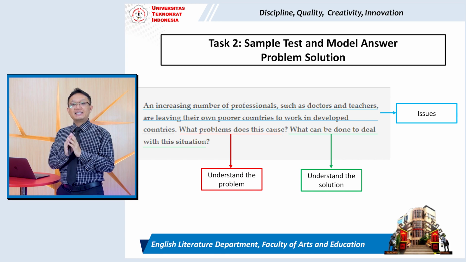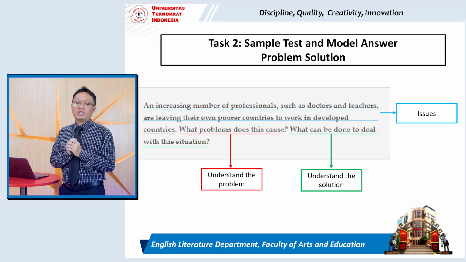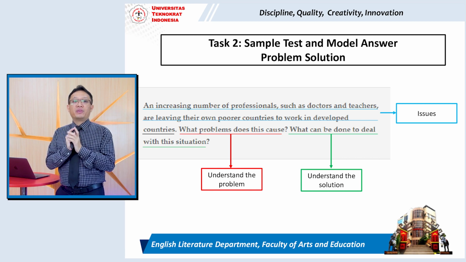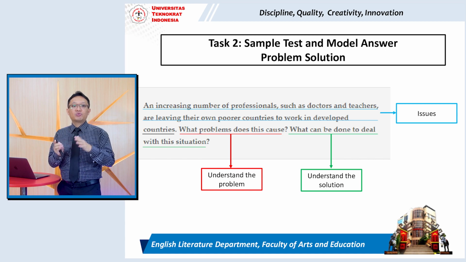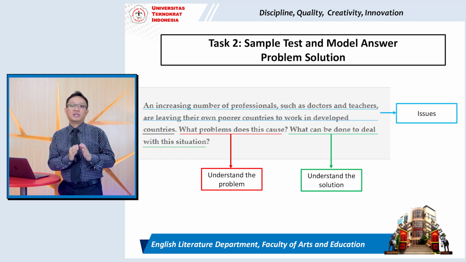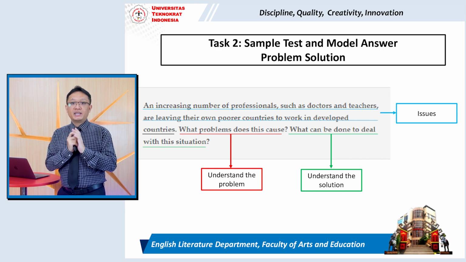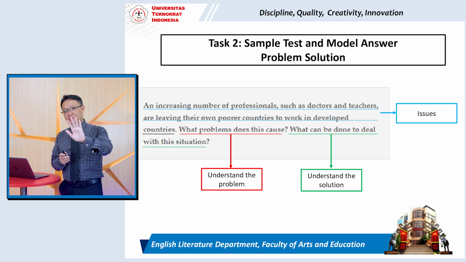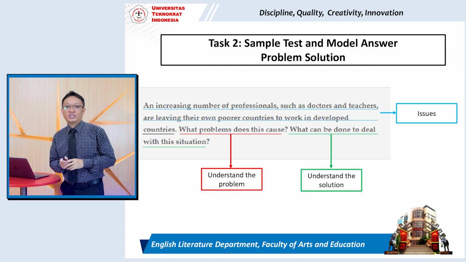And the next thing is to understand the solution. You will be asked, what can be done to deal with this situation? So what is the problem, or what problems does this cause, and what can be done to deal with this situation? All right, I'm sure you have understood these questions. Now try to answer the question.